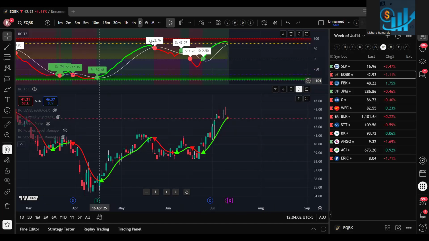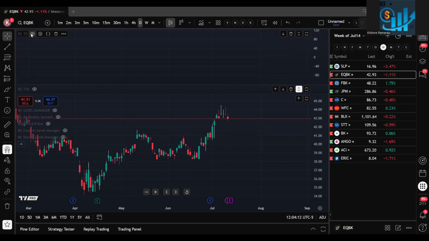So in T5 also, price went all the way to the top. So T5 is also telling that it is overbought. So now T55 is telling EQBK will drop. T5 is also telling EQBK will drop.